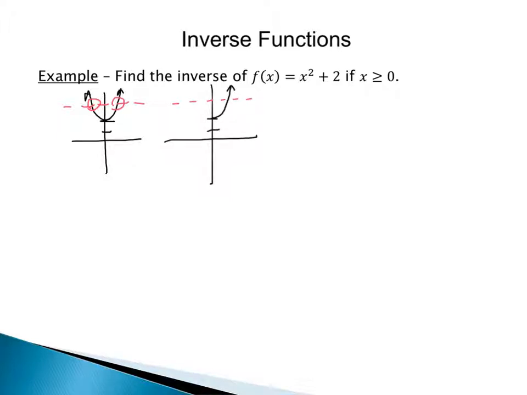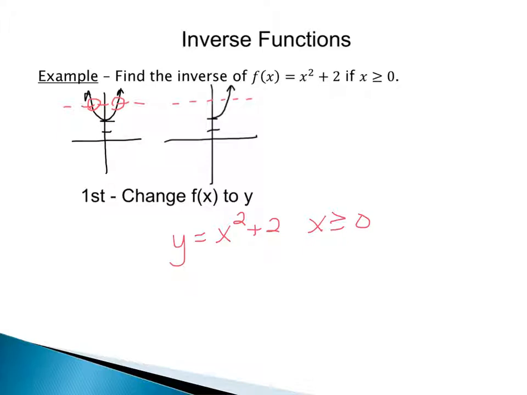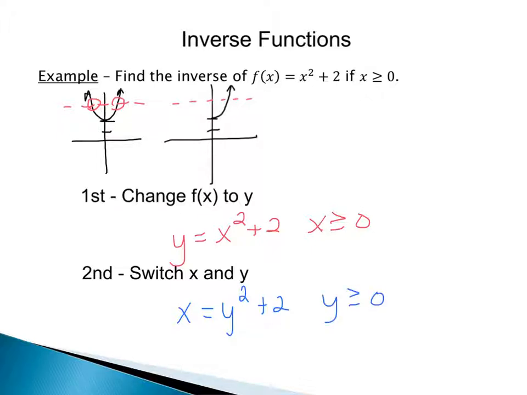So our first step in finding the inverse of this function is to change f of x to y, so that we have y equals x squared plus 2, and that x is greater than or equal to 0 will just hang out for right now. Our next step after we change f of x to y is to switch x and y. So from here, that means that we're switching all of our x's and all of our y's. So we're going to have x equals y squared plus 2. But then this is where that restriction comes in, is that now rather than having x is greater than or equal to 0, we're going to have y is greater than or equal to 0.